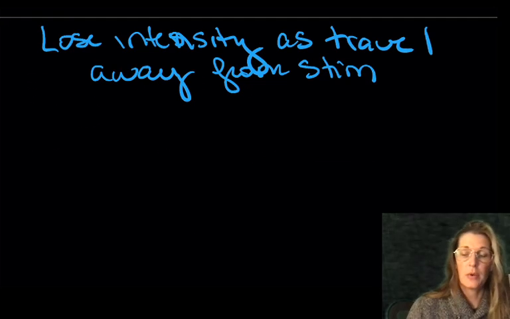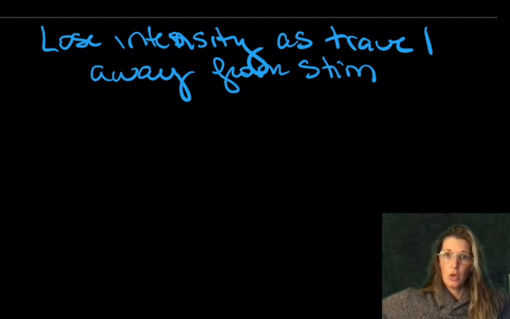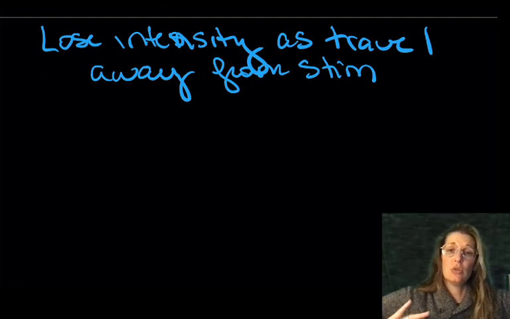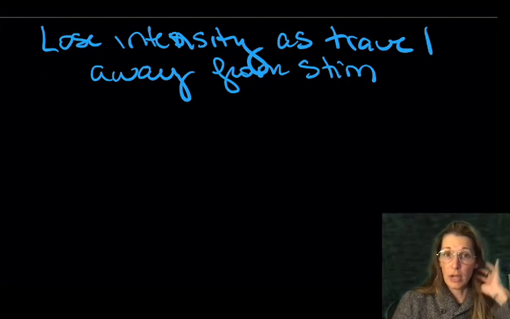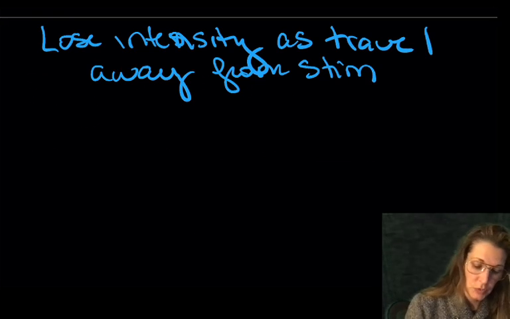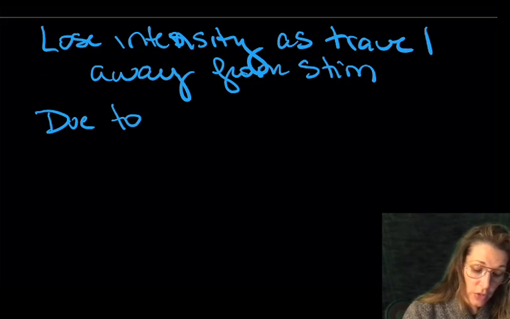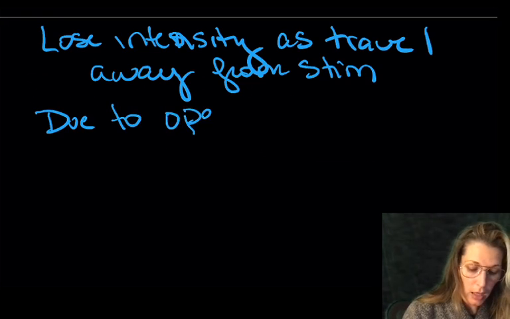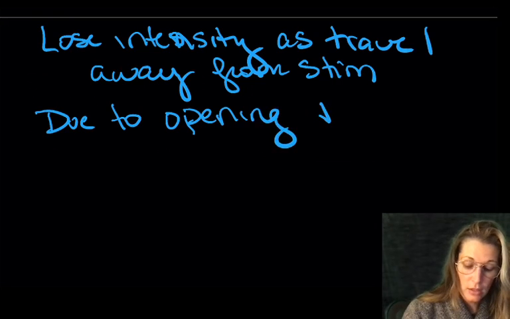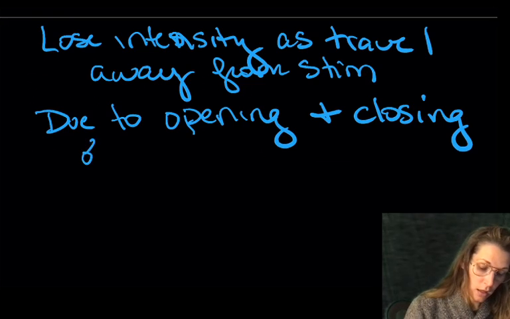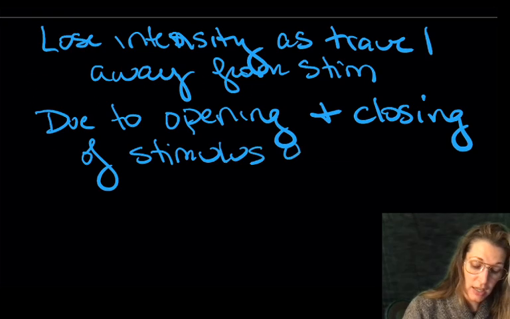Okay, and we saw that with the image that I showed you of the decreasing intensity on both sides, and I related that to your grades, right? You are graded on a graded scale. Okay, these are due to the opening and closing of stimulus gated channels.